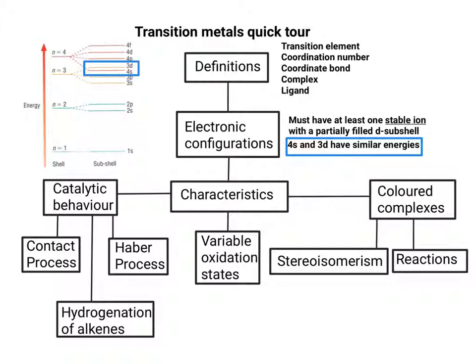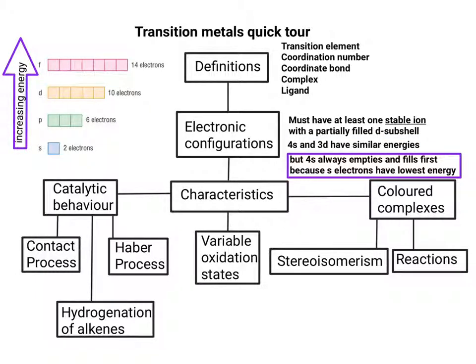So if you look quickly at an energy level diagram, you can see that 3d and 4s actually overlap, so there's quite similar energies between them. But it's important to remember that 4s always empties and fills first because s electrons have the lowest energy in any energy level.